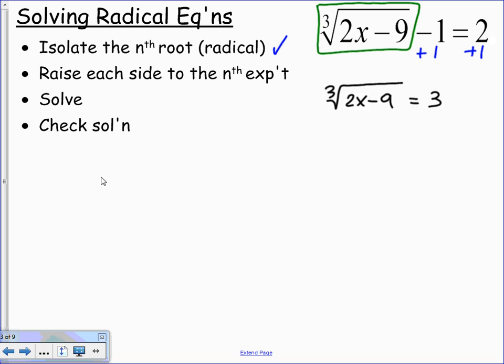So we can move on to step 2, which is raise each side to the nth exponent. What's n in this problem? 3. The 3, right? That's our index. So we want to raise both sides to the third. Okay, so to get rid of the cube root, cube both sides. That makes sense. So we're going to cube the left and cube the right.